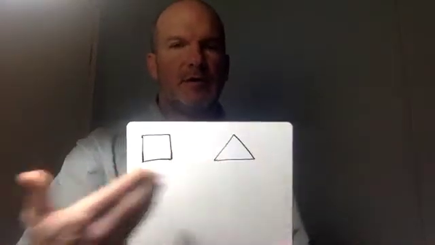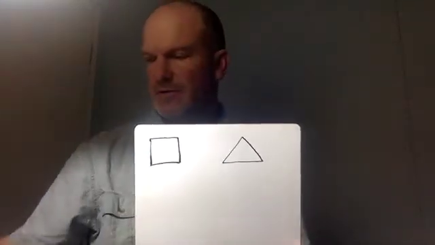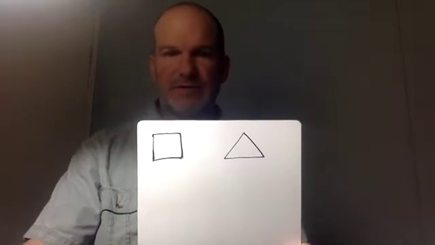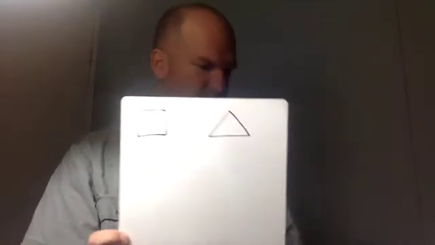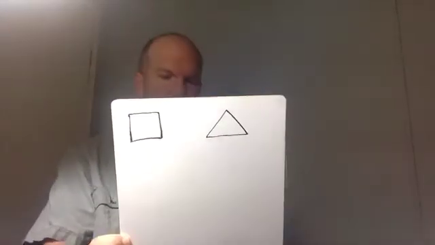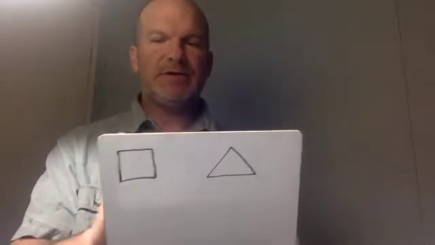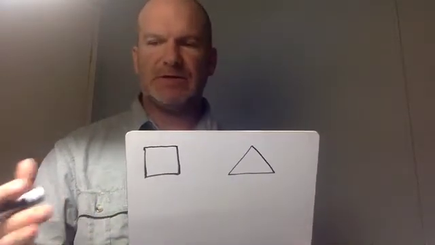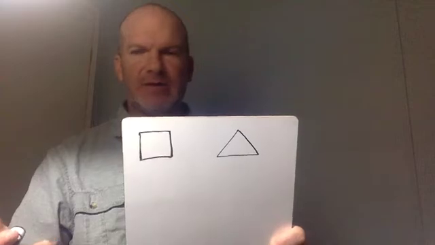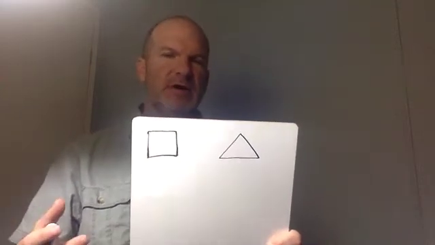A square, and an equilateral triangle. Both of these have all their sides the same. A square has all right angles and all equal sides, and an equilateral triangle has all equal angles and all equal sides. All right, both these shapes are the start of very common right triangles that you're going to see.